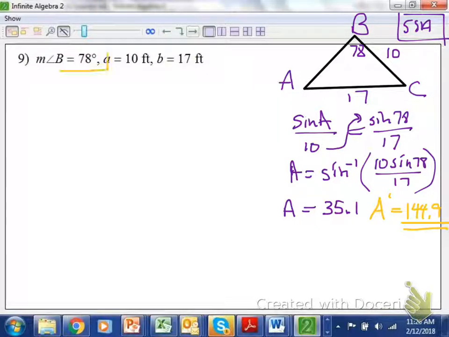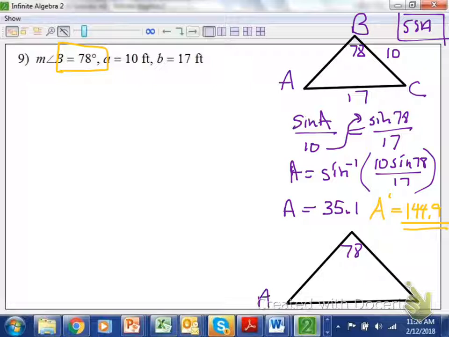144.9 plus 78. That's way over 180 degrees, right? So this triangle is not possible. Now, if you wanted to draw the second triangle to determine that, you're welcome to. This is 78, and this A value is 144.9. If there was an A prime, that can't work. Right? It's too many degrees.